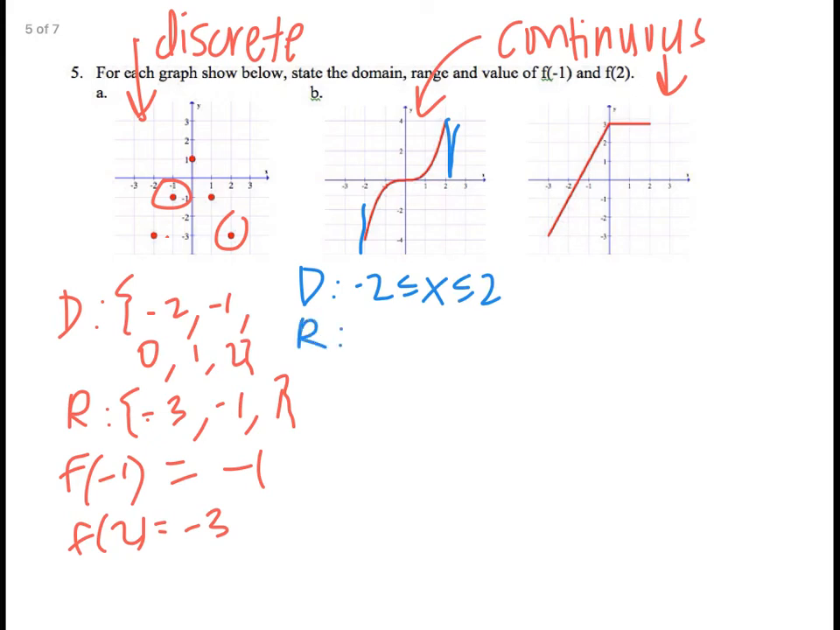Do the same with my range, but I'm going to look at y's. So it goes from -4 up to +4. -4 is less than or equal to y, less than or equal to 4. And then it says f of -1. So let's find our f of -1.